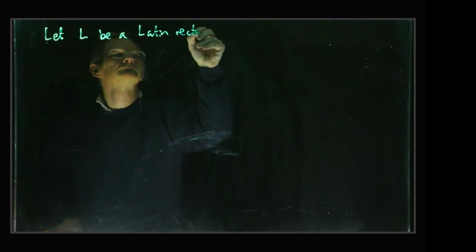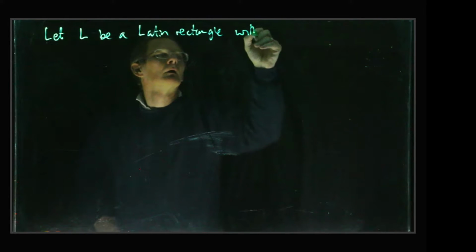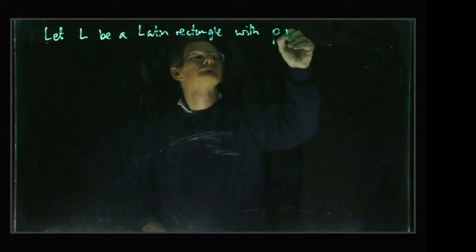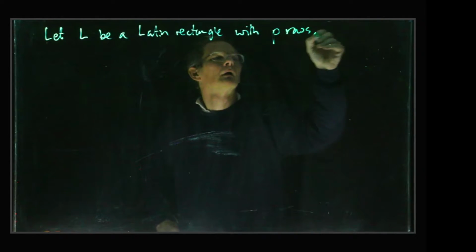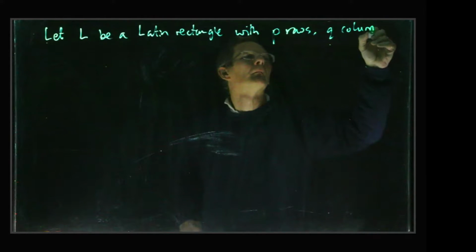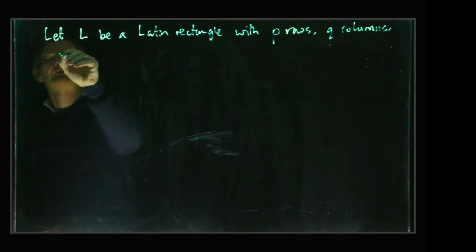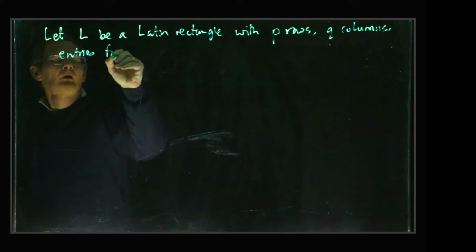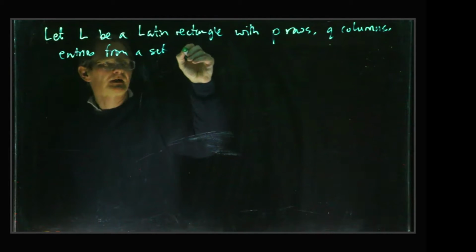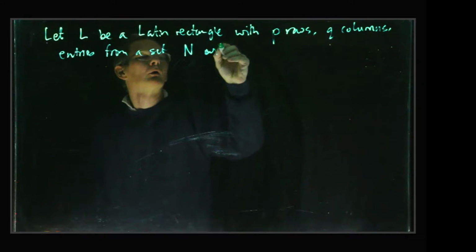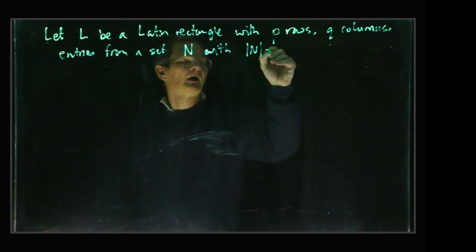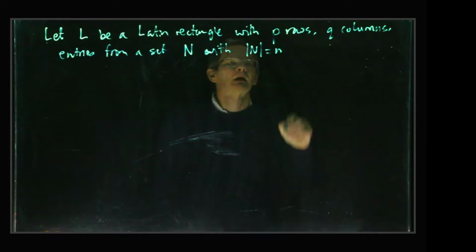This video will cover the first of two Latin rectangle extension theorems. Okay, so let's let L be a Latin rectangle with P rows, Q columns, and entries from a set of n, say, with the size of this set of entries being equal to n.